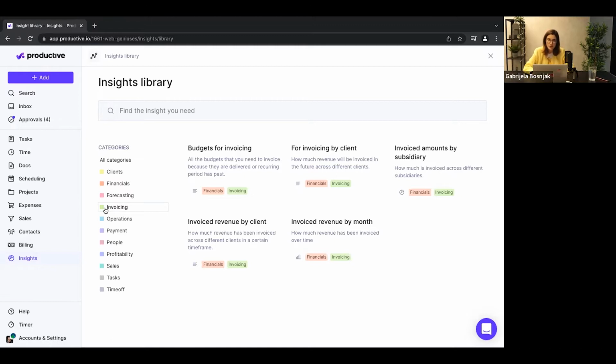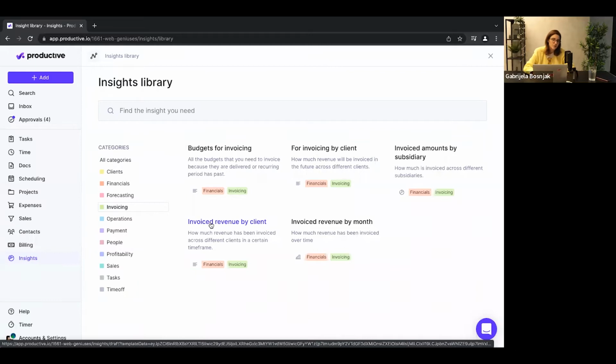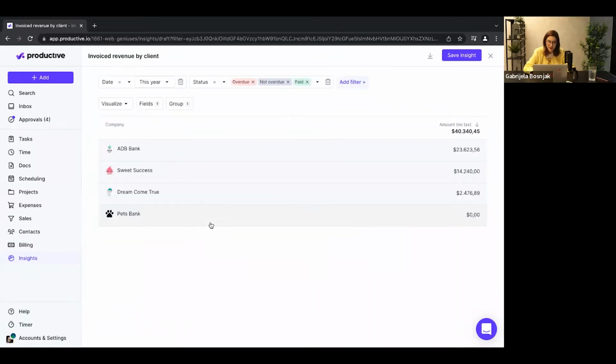The report that I'm going to show you is invoiced revenue by clients. Okay, let's see which clients have brought in the most revenue for a company lately. So we're seeing here the date period of this year, and you can actually filter invoices with a specific status. For example, just show me things that have been paid.